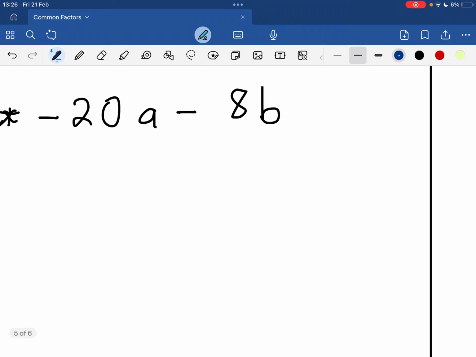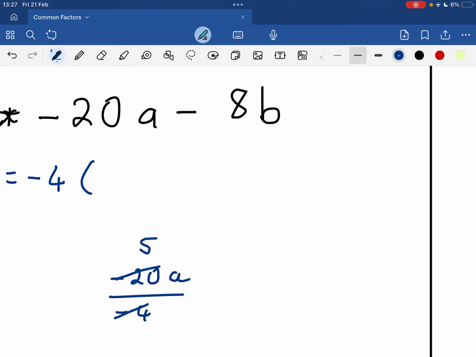Here's another example. I'm going to take negative 4 as the common factor. In my first term, I have negative 20a. If I divide that by negative 4, negative 4 goes into negative 20 5 times. Positive 5, right? And 5 times a is 5a. The second term, negative 8b, when we divide it by minus 4, well, negative 4 goes into negative 8 twice. So I get positive 2b.